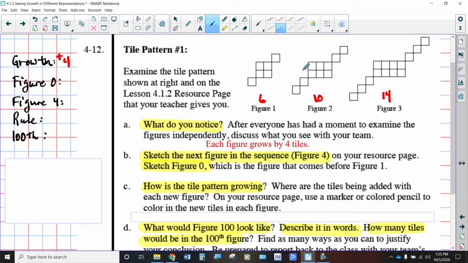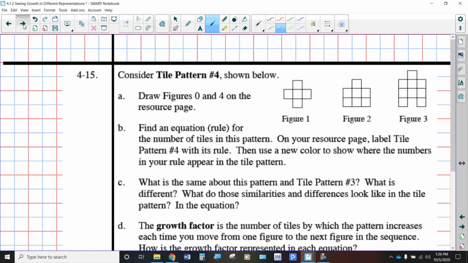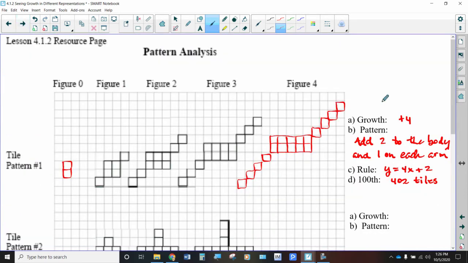Okay? So if that's the case, what would you expect the 0 figure? How many tiles would you expect to be in the 0 figure, and how many tiles would you expect to have in figure number 4? This is where using this PDF form, the resource page 4.1.2, will come in handy. And let me go ahead and show you what that looks like. Here is the PDF form. Okay. Oh, did I not want to show all this? Oh, okay. Well, you can see it already.